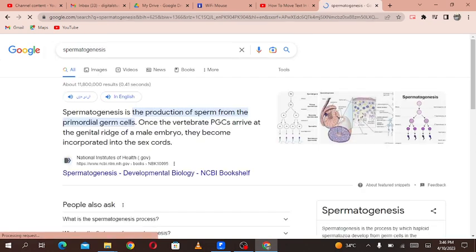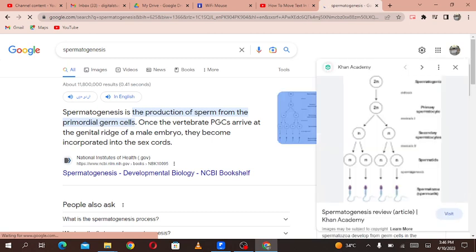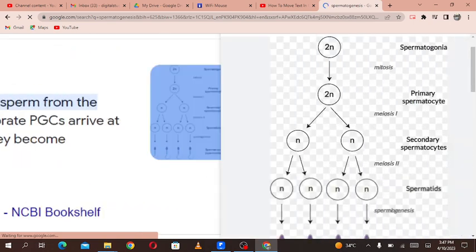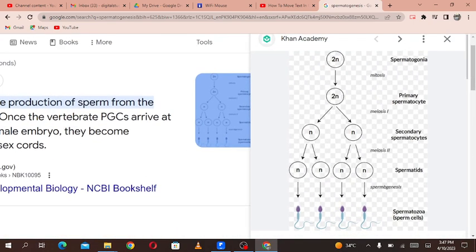Spermatogenesis. Here you can see spermatogonia. Spermatogonia undergo mitosis, or you may say differentiation, to form primary spermatocytes. Primary spermatocytes undergo meiosis 1 to form secondary spermatocytes. Secondary spermatocytes undergo meiosis 2 to form spermatids, and then we have spermatozoa and all that.